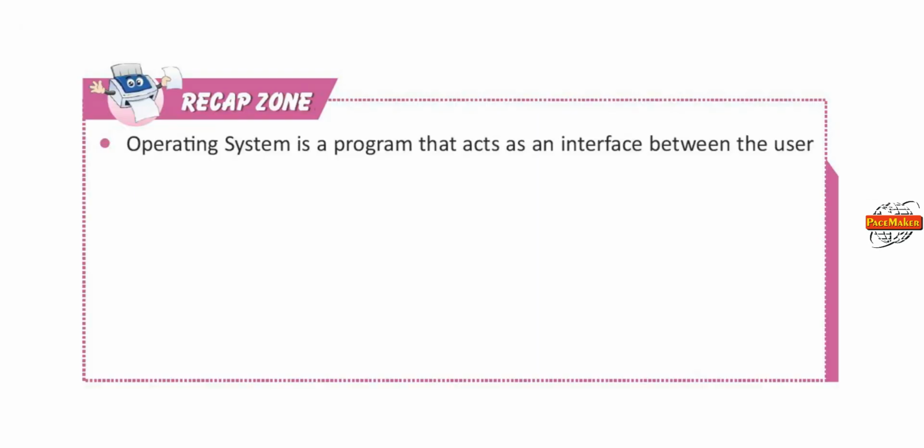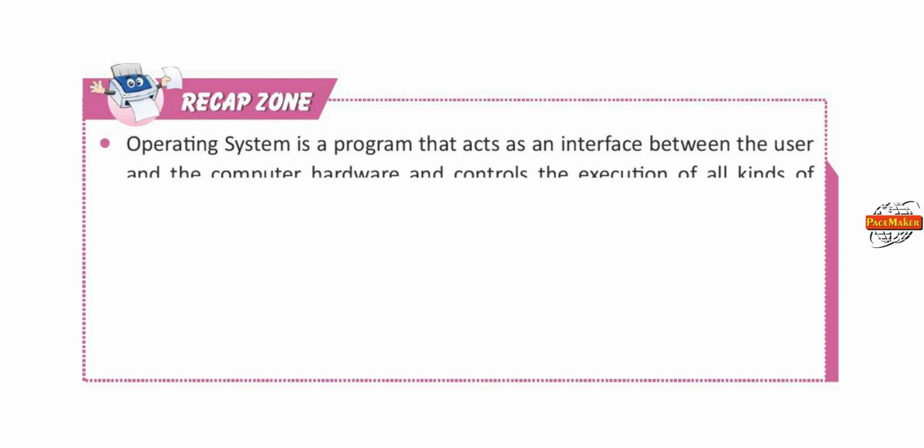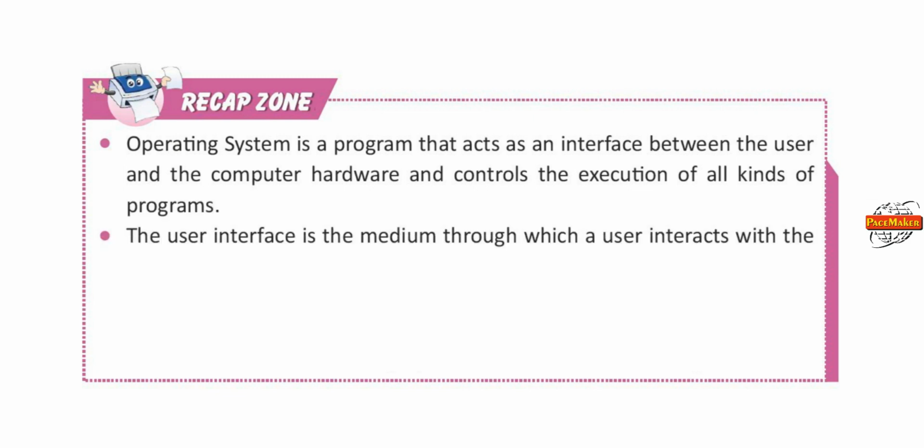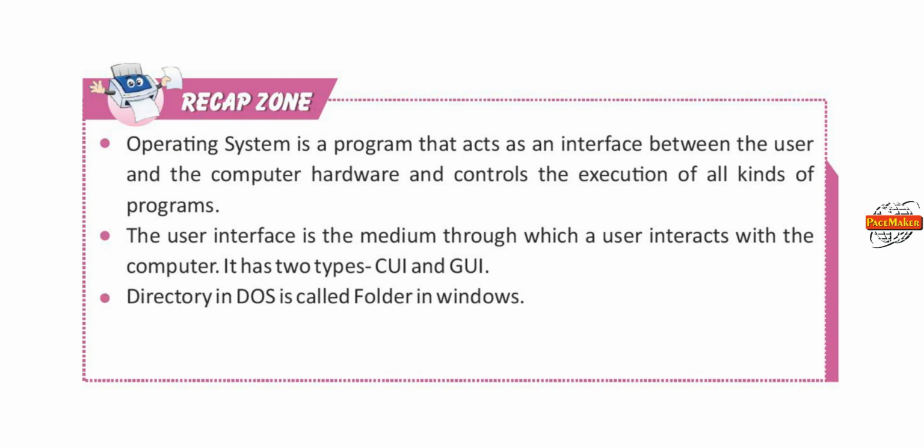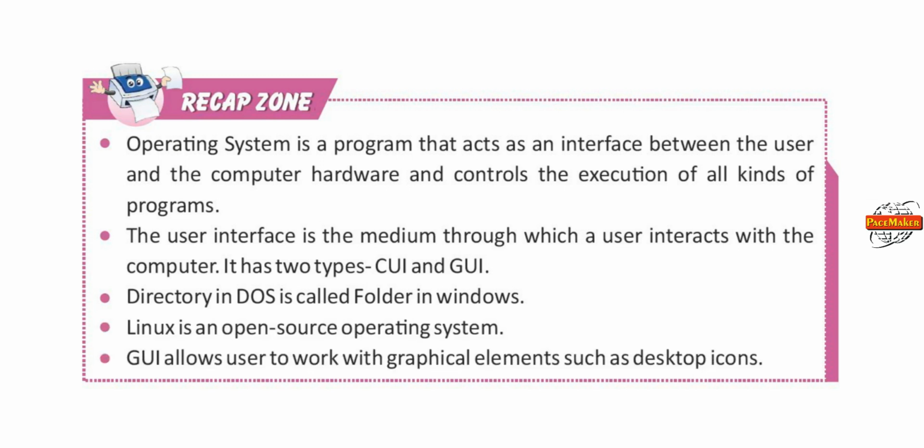Recap zone. Operating system is a program that acts as an interface between the user and the computer hardware and controls the execution of all kinds of programs. The user interface is the medium through which a user interacts with the computer. It has two types, CUI and GUI. Directory in DOS is called folder in Windows. Linux is an open source operating system. GUI allows the user to work with graphical elements such as desktop icons.